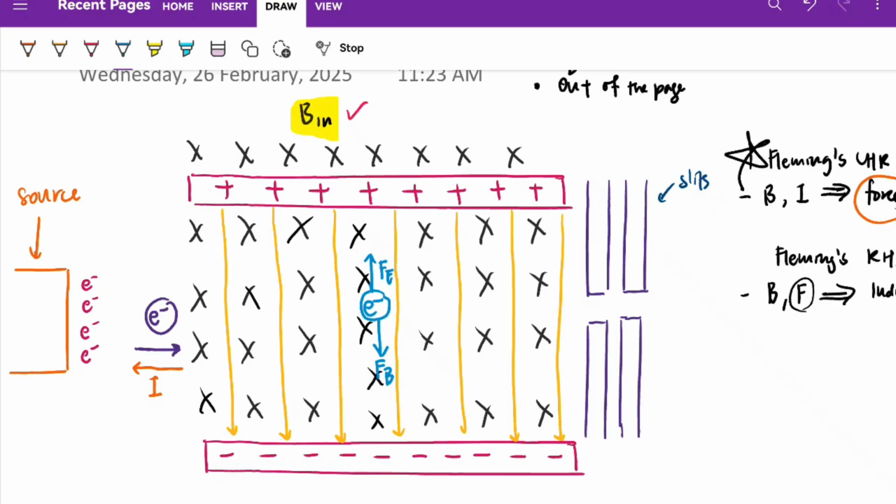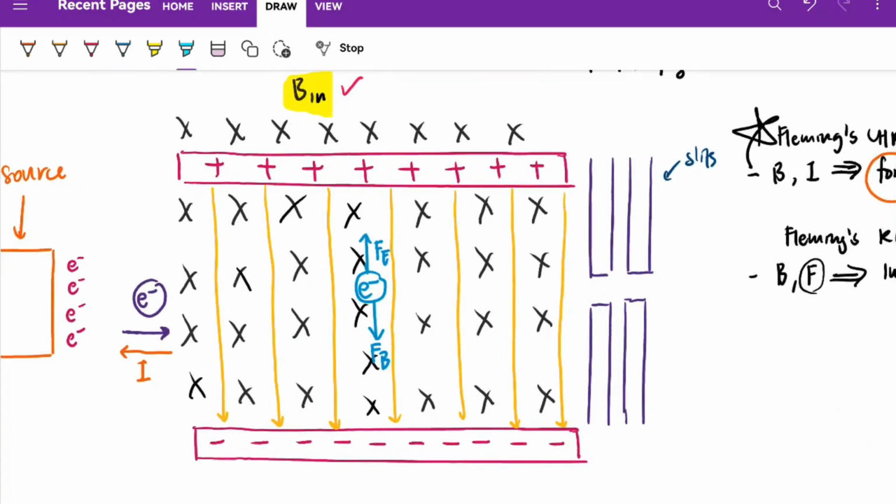Whoa. Why is it upwards now? Because electron is negatively charged. Am I right? So negatively charged will attract to which plate? The positive plate. So your electron will actually move this way. Not to say move, it's attracted to the positive plate. Therefore, your electric force will be upwards.